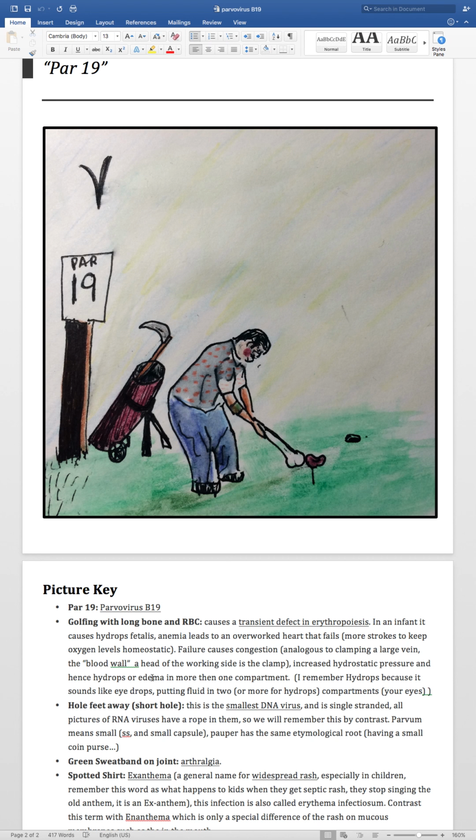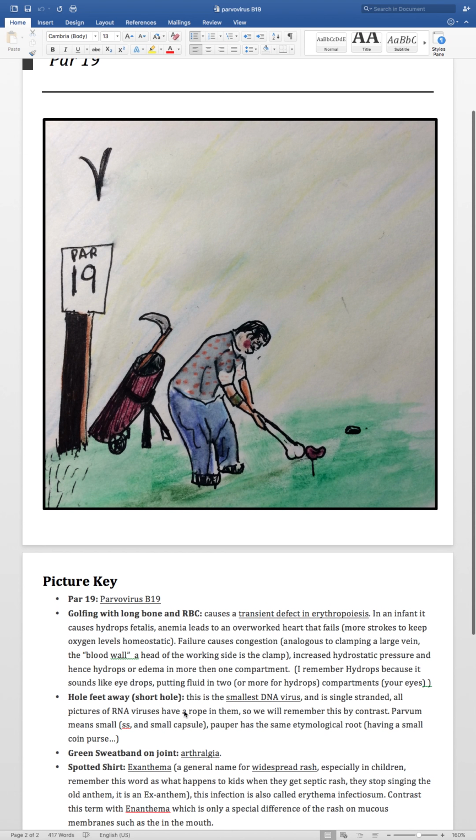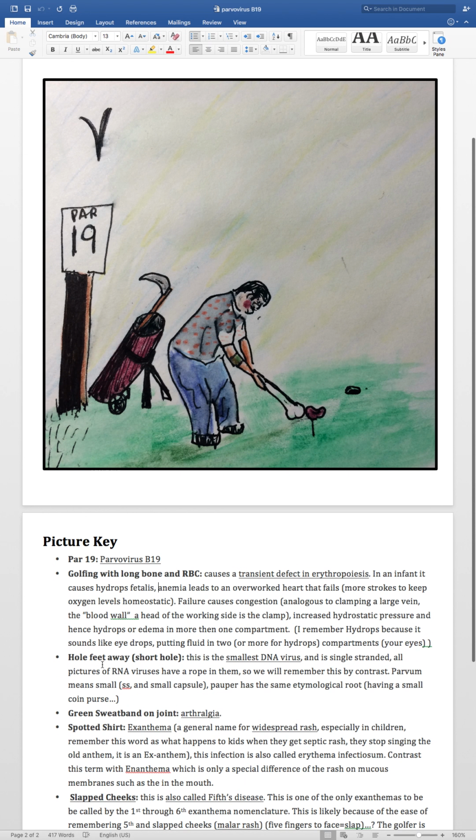In the case of hydrops fetalis, it's an edema in more than one compartment. And I like to remember what hydrops means by picturing eye drops. Eye drops is a fluid that you put in your two eyeball sockets. And just like eye drops, hydrops is fluid in two compartments, just like eye drops in your two eyes. So I think that makes it fun and easy to remember.